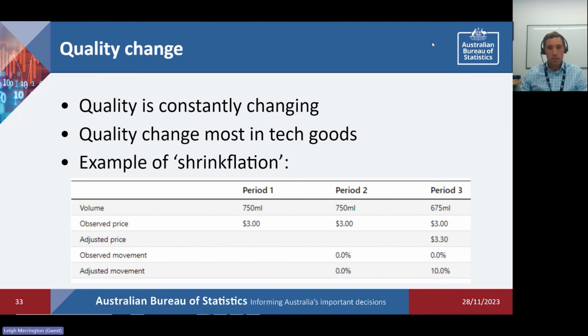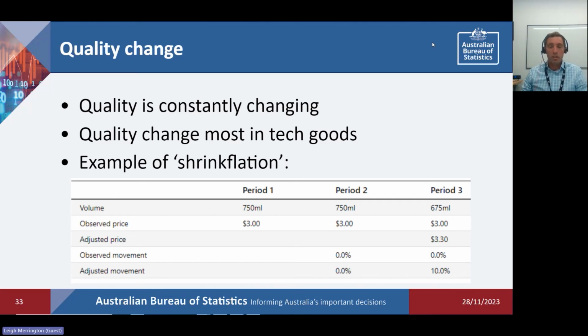But I thought I'd mention something that's discussed quite a bit, this idea of shrinkflation, how we capture that in the CPI. So shrinkflation is a form of quality change where the packet size is reduced, but often the price doesn't change. So in this hypothetical example, we've got a 750 ml drink in period 1. The price in each period, so each month, let's say, is $3. It doesn't change. But what we observe in period 3 is its volume, or the packet size, has decreased 10% to 675 mils. So in the CPI, if we just collected the price, we would show no price change.